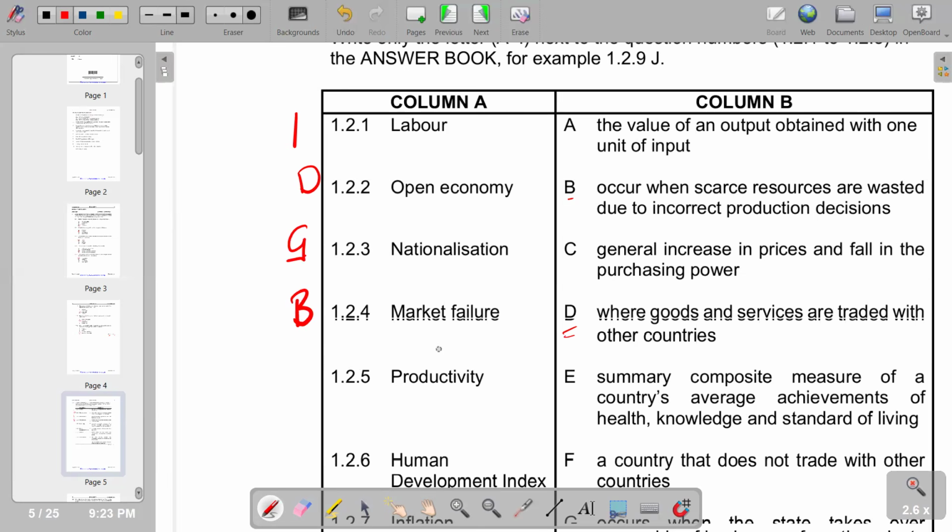Then productivity. We know that this is the relationship that exists between the input and the output. If you check according to our responses, we see that the correct one is A, the value of output obtained with 1 unit of input. So we have A.